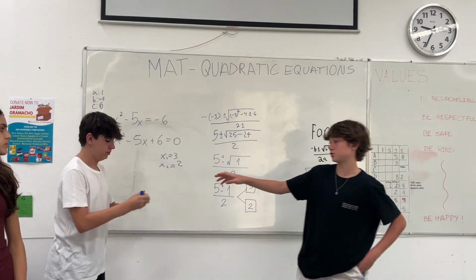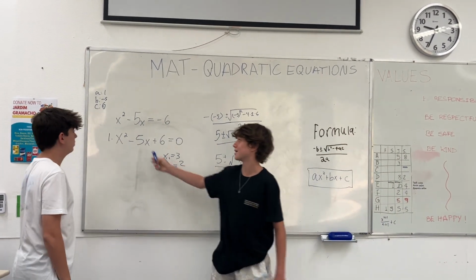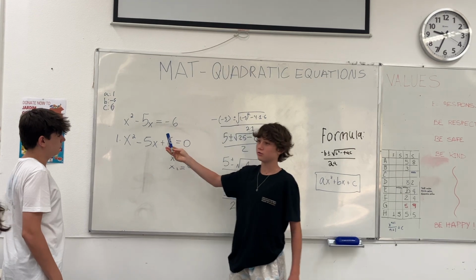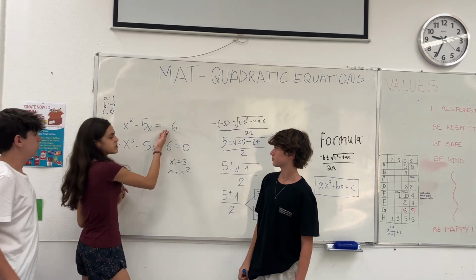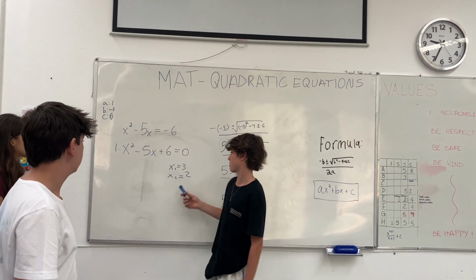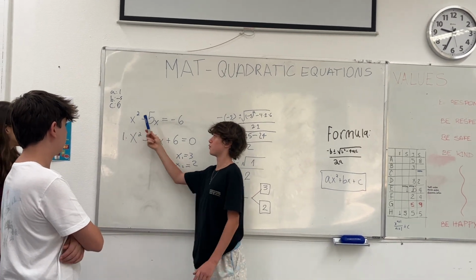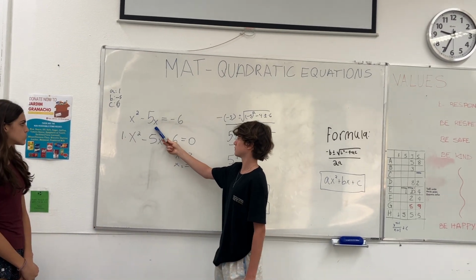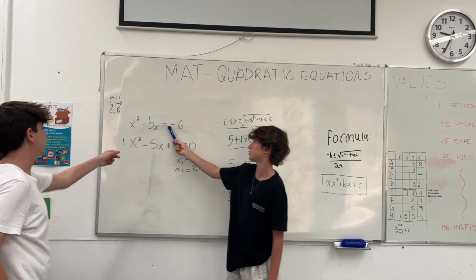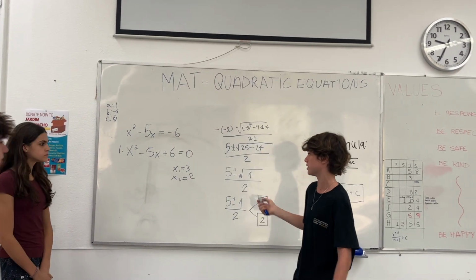And you can always check your answers by replacing the x in the first equation you received, to see if it equals negative 6 in this case. For example, if you have 2 here, you have 2 to the power of 2, 4, minus 10, negative 6. Negative 6 equals negative 6. So you see that the answer is correct.